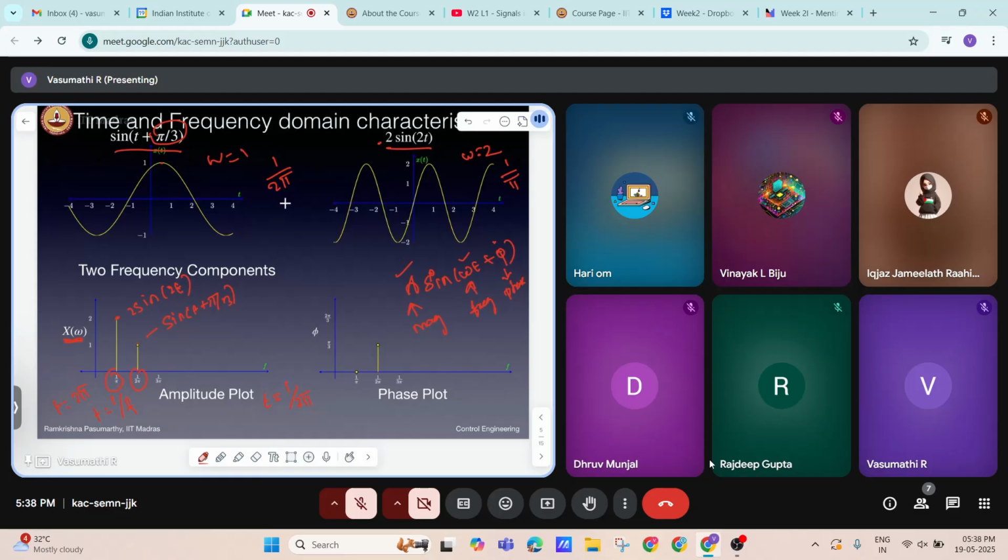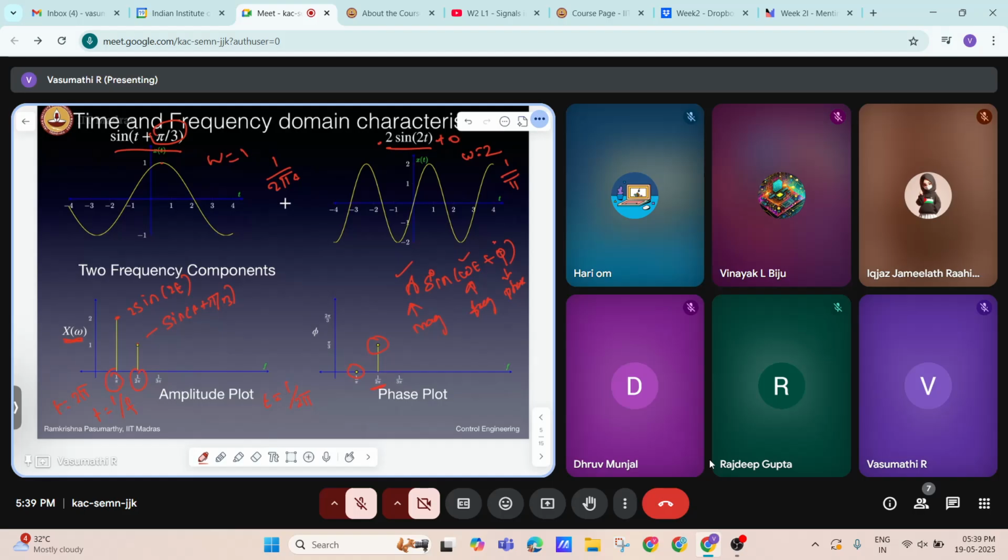So the first signal, that is at 1 by 2 pi, is at pi by 3 phase magnitude, okay? But in the second signal, there is no additional term, that is 0. So the second signal is clear. So this is how we represent the time domain signal in the frequency domain.